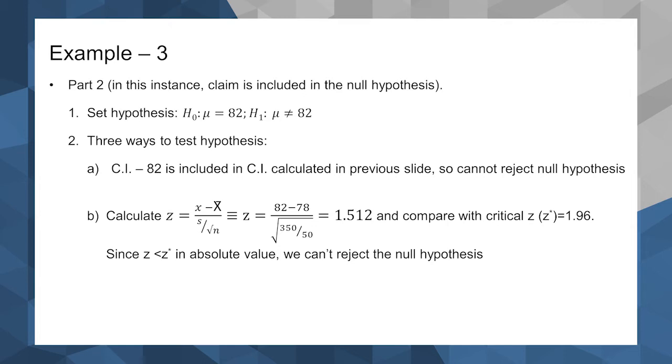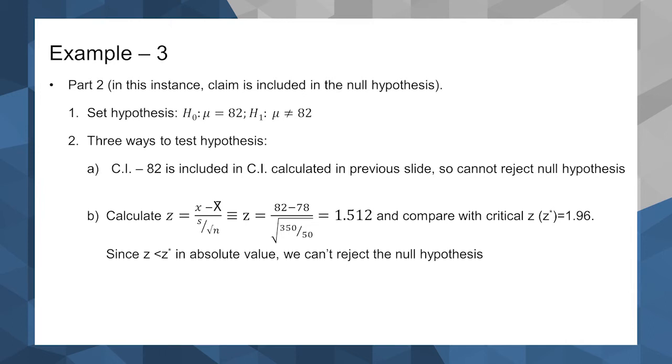So what we can do is one of three things that we've mentioned earlier. First one, very simple: we have the confidence interval that we calculated in the previous slide. And if you look at that confidence interval, which was from, I can't remember exactly, 75, I think, to 83 point something, 82 was included in that range.